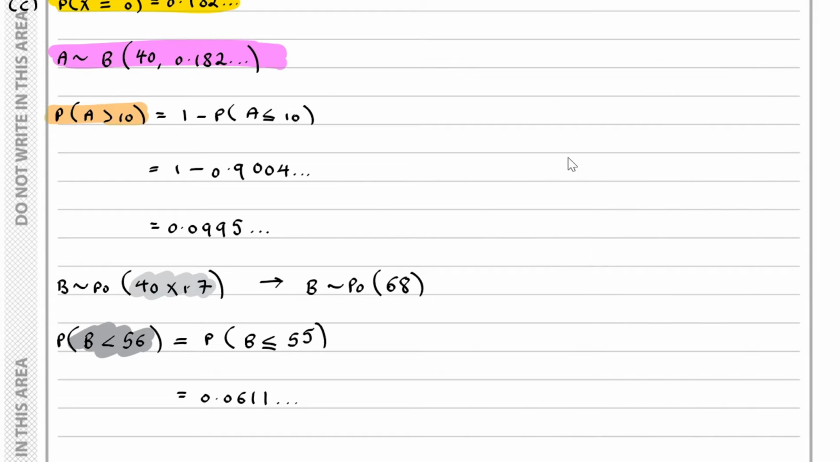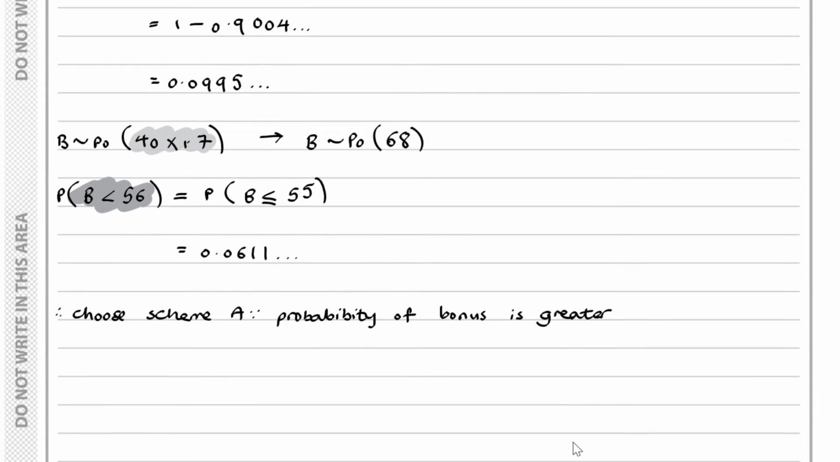So which one should we choose? Well, the probability of bonus is clearly higher for A because this value is greater than this value. So therefore we should choose scheme A because the probability of bonus is greater. Okay, so that's that done.